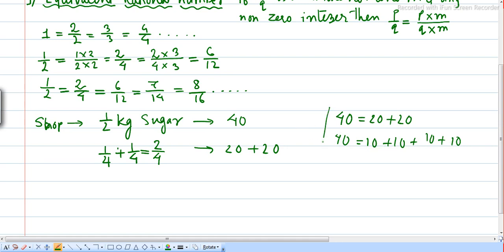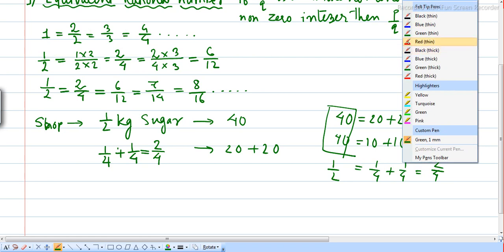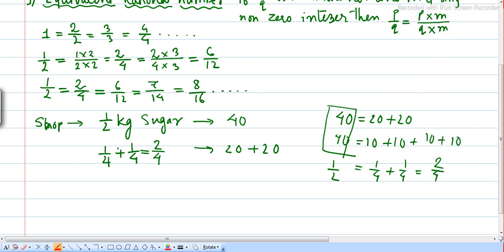So for this, if I write 1/2, then for 20 and 20 I have to write 1/4 plus 1/4, which is equal to 2/4. So here you see 1/2 becomes equal to 2/4. So you have understood the meaning of equivalent. Equivalent means writing one number in a different form. Okay, this is known as equivalent.